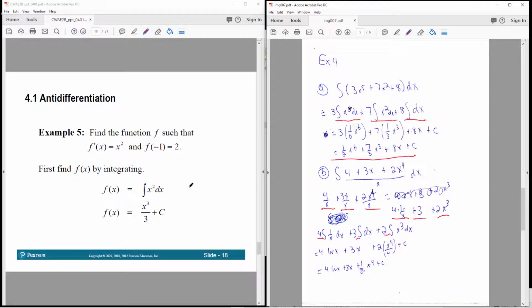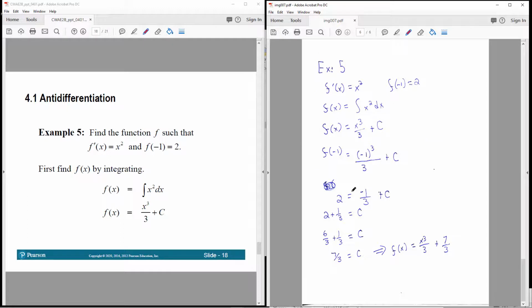Okay. Now they want us to find a function f such that f prime is equal to x squared, and f of -1 is equal to 2. So in this case here, the first thing we do is we integrate x squared. So I integrate x squared here. And then I get my function back. Then I evaluate it when x is -1.